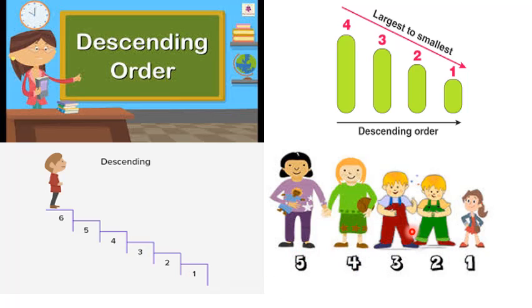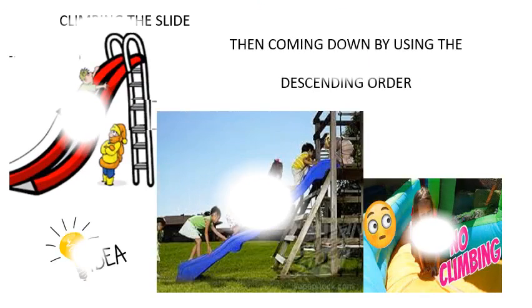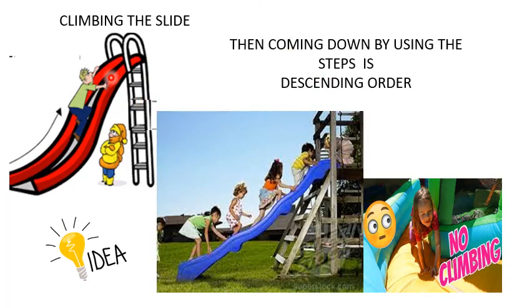Oh, something interesting is going on here. Let us see. Climbing the slide. Hey, see what an idea he has got. He is playing in the park and this man is watching him. Children are doing the same thing. Why can't they climb from the steps here? There is something going on. No climbing like this. What is that going on? They are practicing descending order. Now, what is this descending order?